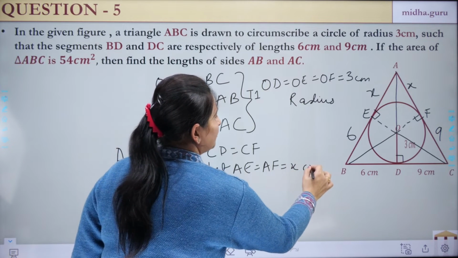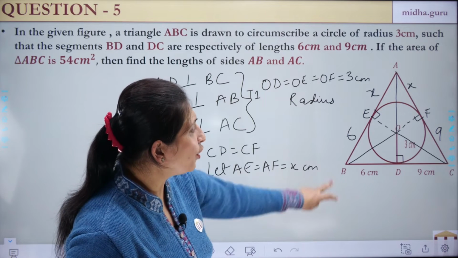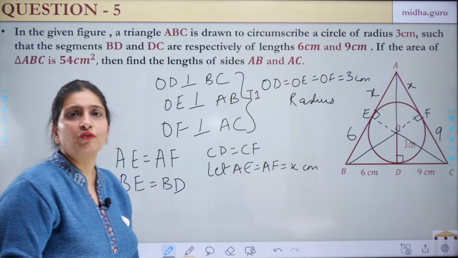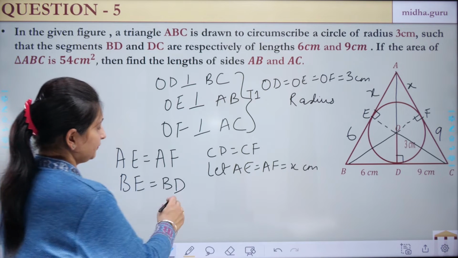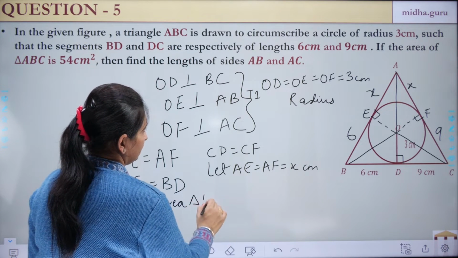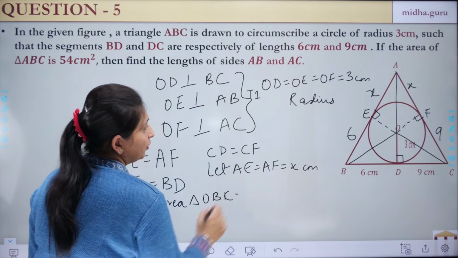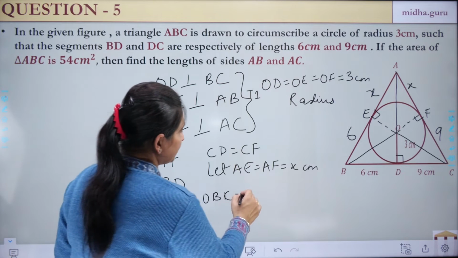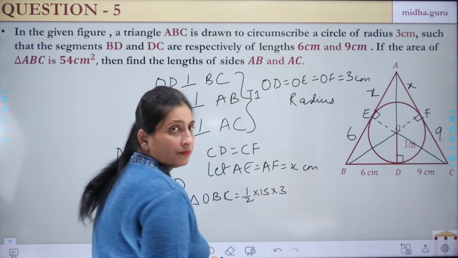X centimeter. Suppose it is X centimeter. Now just try to calculate the area of OBC. Just tell me what will be the area of OBC. Area of triangle OBC will be equal to how much? Half into base into height. Half into 15 into 3.